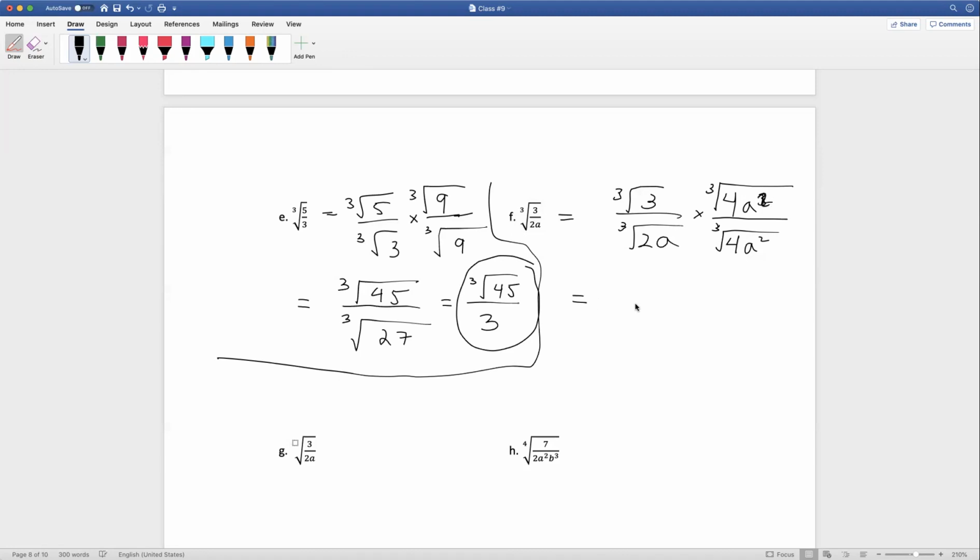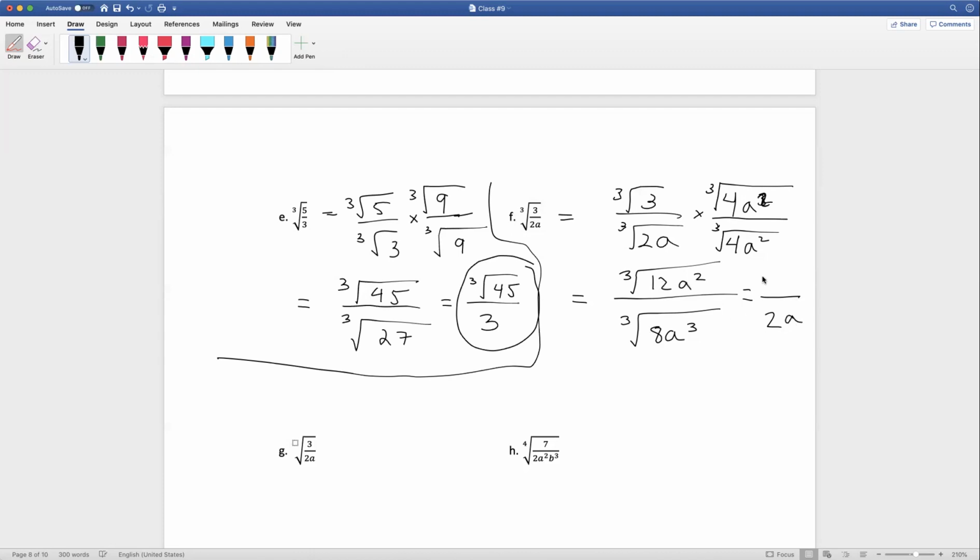Now let's see what we get. In the numerator, I get the cube root of 12a squared. In the denominator, I get the cube root of 8a cubed. How does that help? Well, look at our denominator. The cube root of 8 is 2. The cube root of a cubed is a.